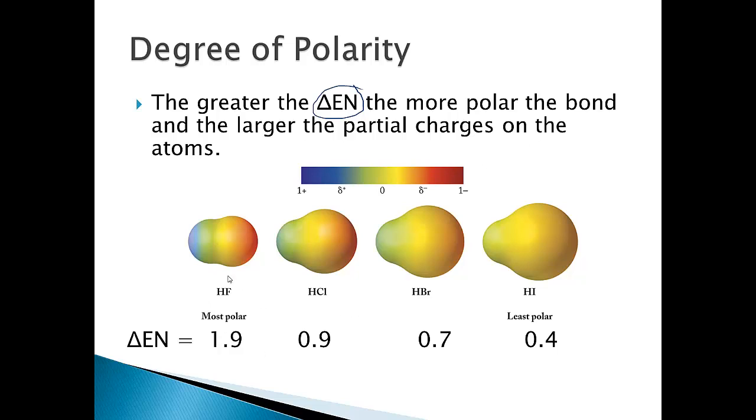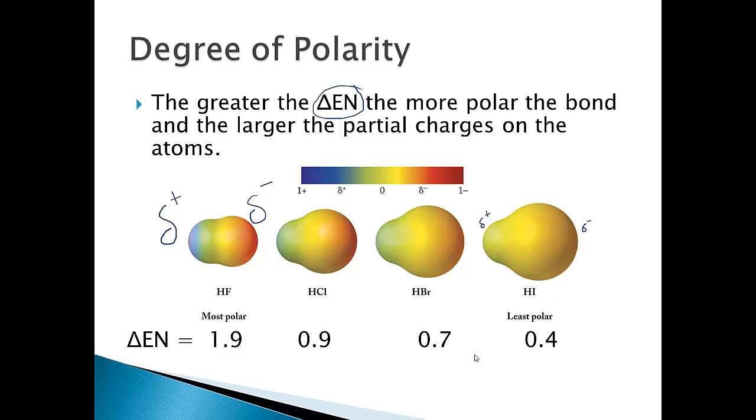So here we have HF, which has a delta electronegativity of 1.9. And so the covalent bond in HF is going to be the most polar covalent bond, and it will have the biggest partial positive and partial negative charges on either side of that bond. Whereas HI has an electronegativity difference of 0.4, so that is almost a nonpolar covalent bond. And so this one is just going to have a really tiny partial positive charge there, and a really tiny partial negative charge on the other side.